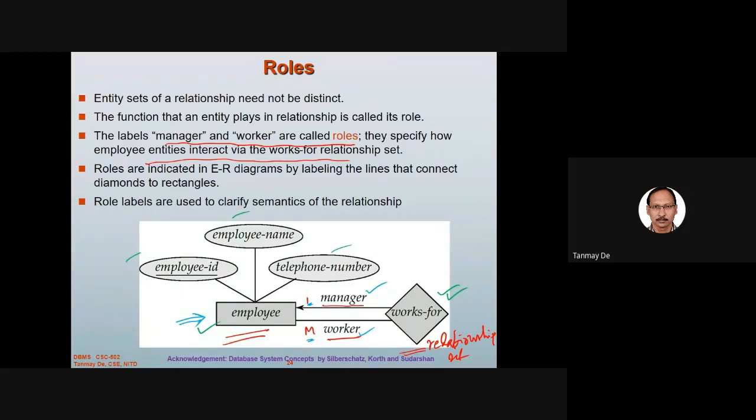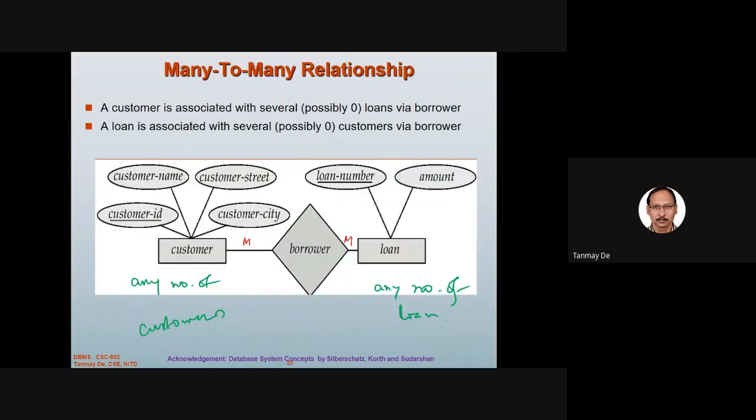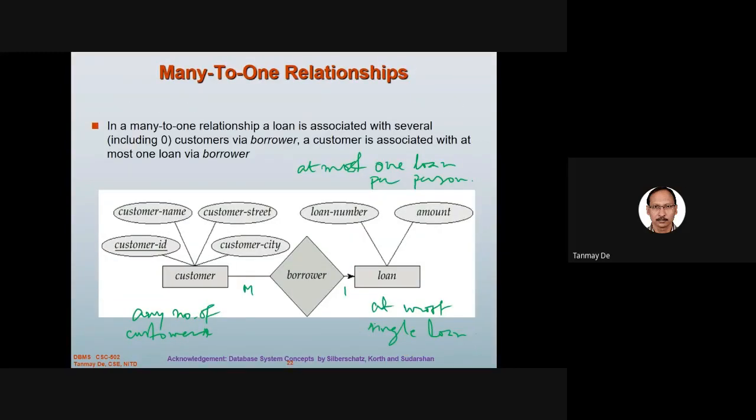Okay. And here this role is important when such a type of relationship is associated with the same entity set, different entities of the particular entity set, not distinct entity sets. That is, here the entity set is employee, not different ones. You can see the previous example. There the two entity sets are different, customer and loan, distinct entity sets. The borrower relationship associates two distinct entities of the entity sets loan and customer.